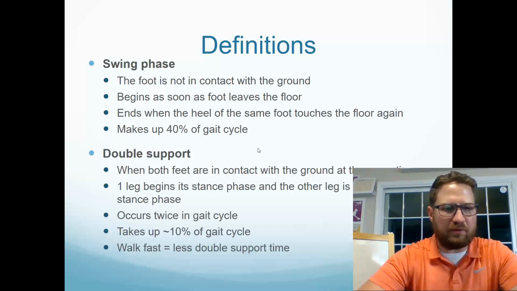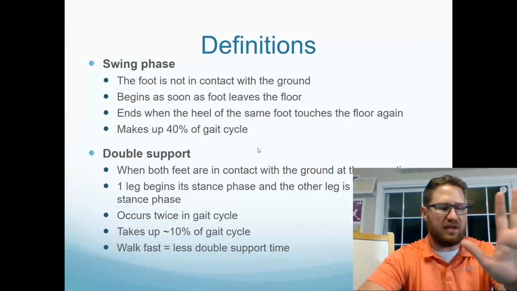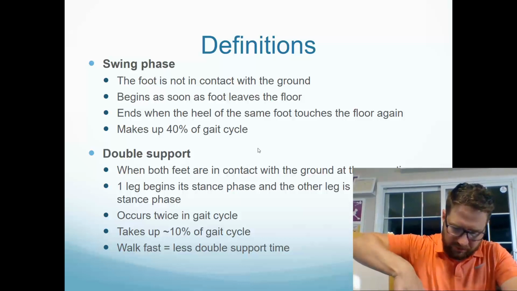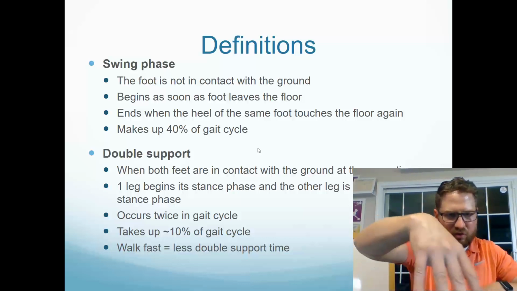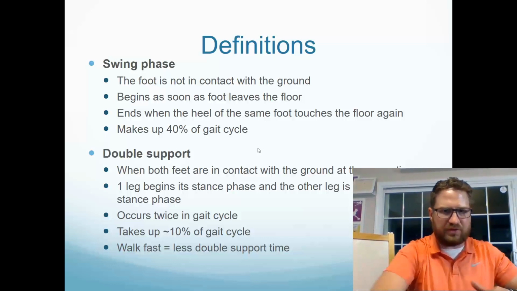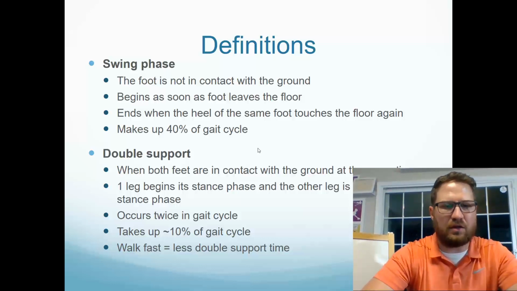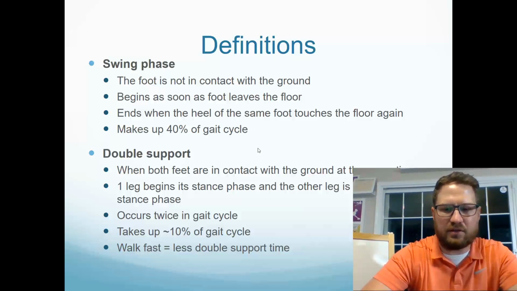When we're walking, we have what's called double support, and that's when both feet are in contact with the ground at the same time. One foot is in initial contact, while the other foot is in terminal stance. And they kind of do a reverse. That occurs twice in a single gait cycle in about less than 10%. The faster you walk, the less double limb support.